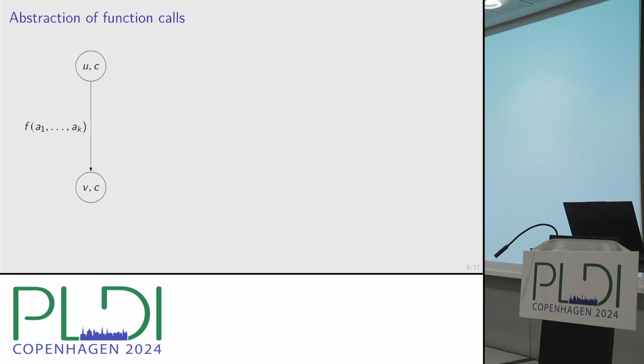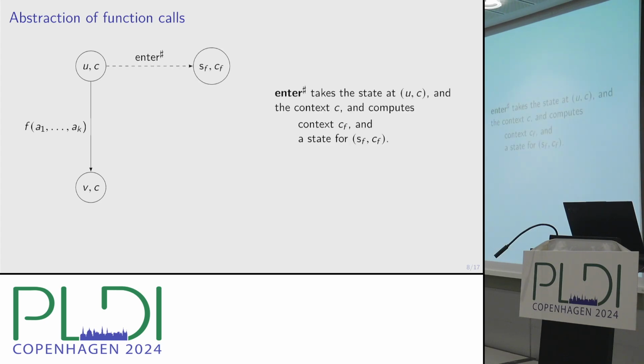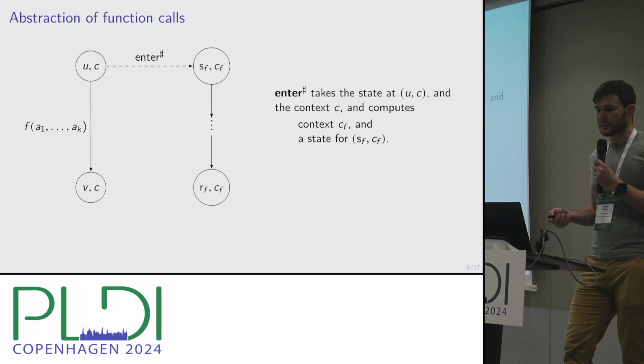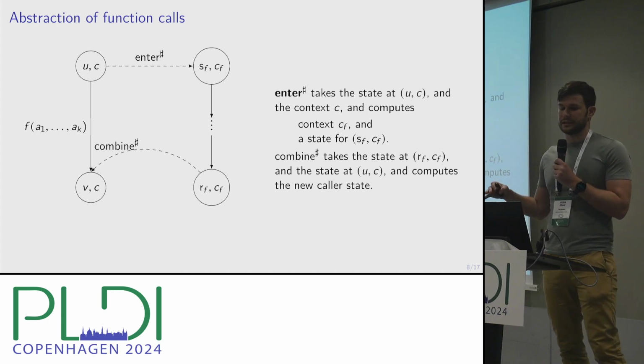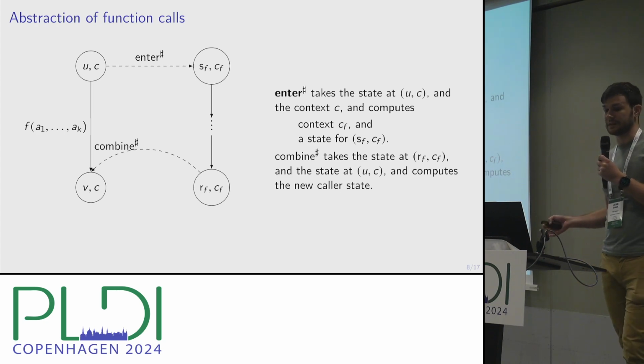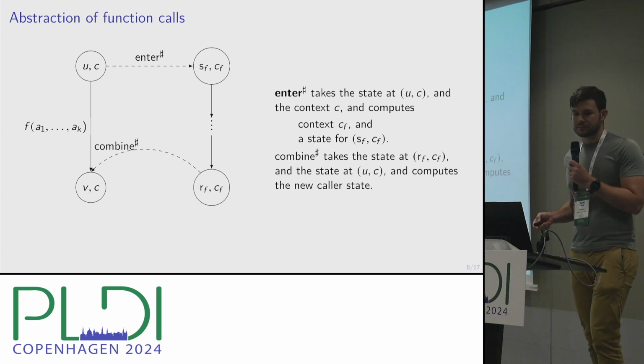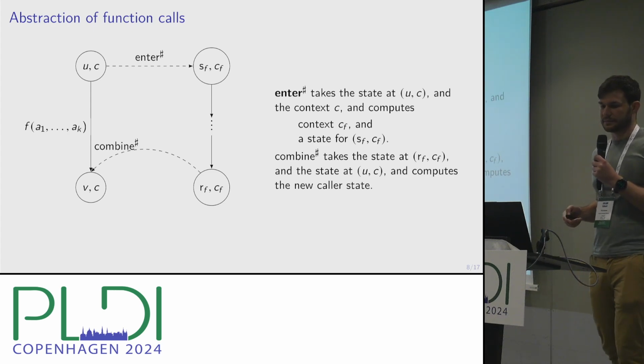So assume we have in the context C some function call at this edge here. We will first, using the function enter, compute the start state of the called function, and we will compute some context CF. Then, as usual, we will analyze the function and come up with some state at the end of this function. Then, using the function combine, we can take the state at the end of this function f in this particular context, together with the preceding state of the caller, and compute the new caller state.